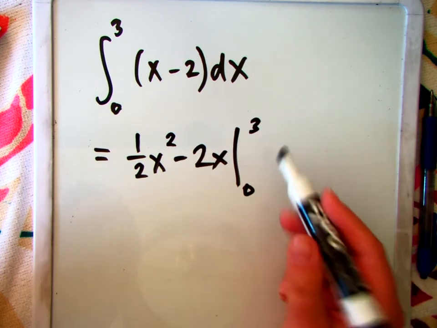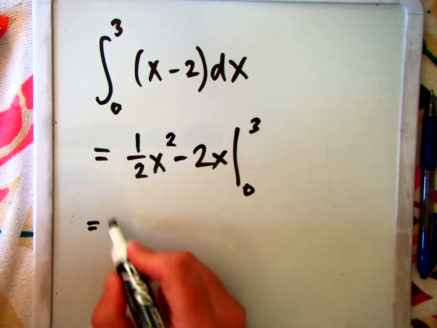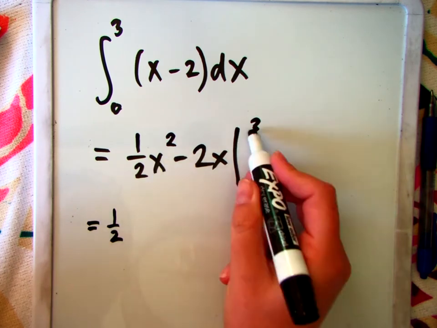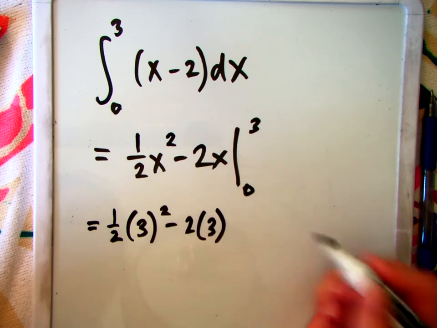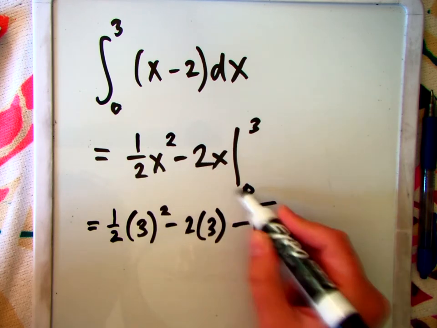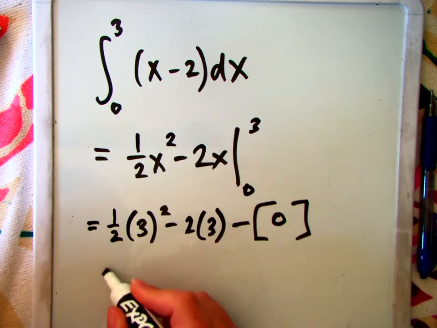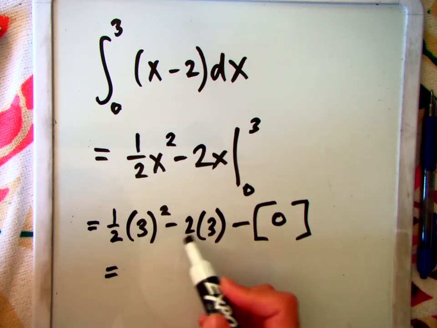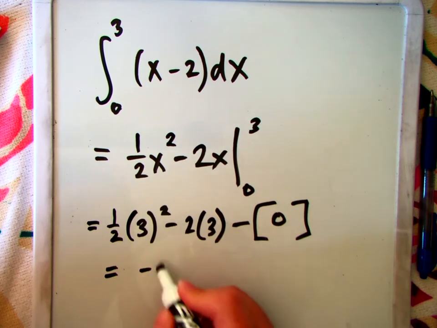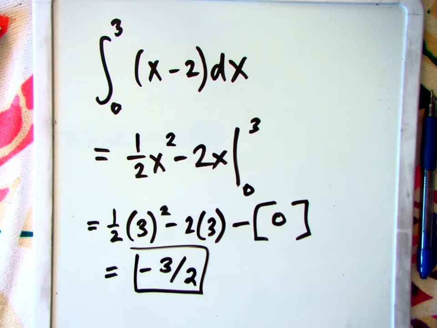So the fundamental theorem says we are substituting in these values, so it would be 1/2. Our first x value would be the upper boundary, 3 squared minus 2 times 3. And then we subtract the value of substituting in 0. In this case, that would just end up giving us 0. So we would get 9/2 minus 6 minus 0, so negative 3/2. So I want to talk about what that means whenever we have an answer that is negative.